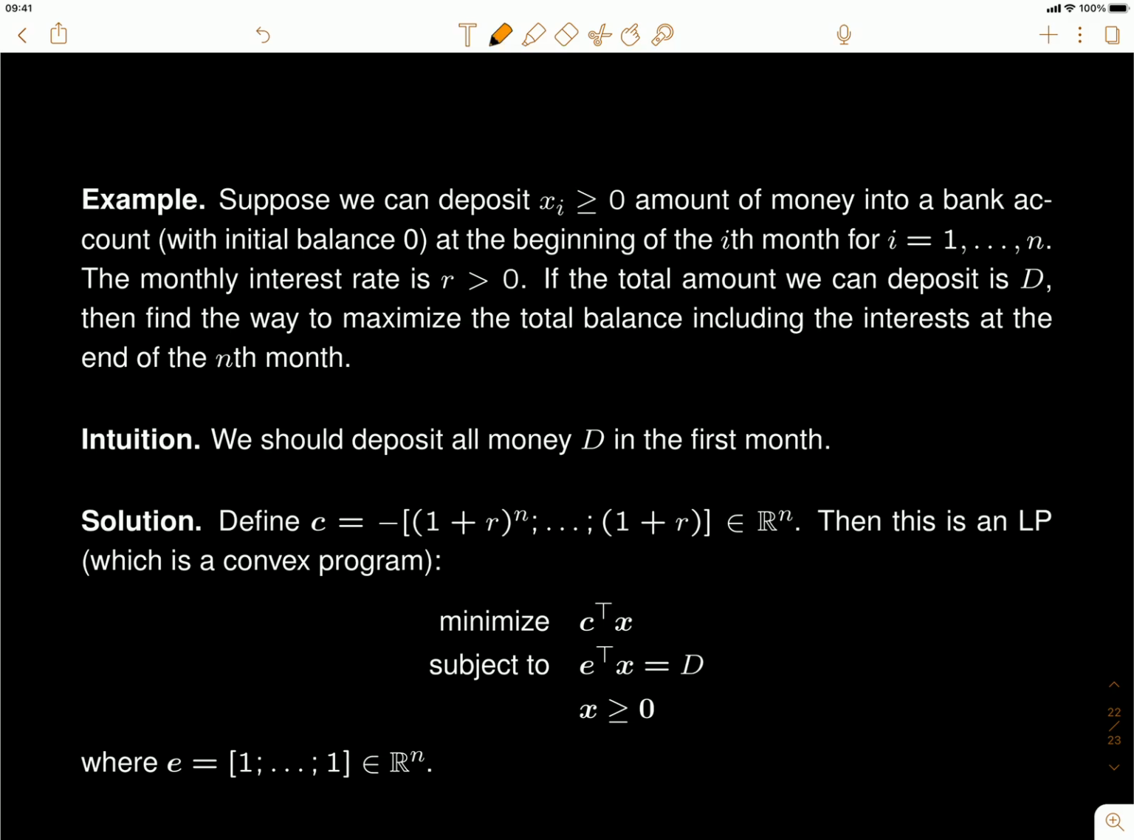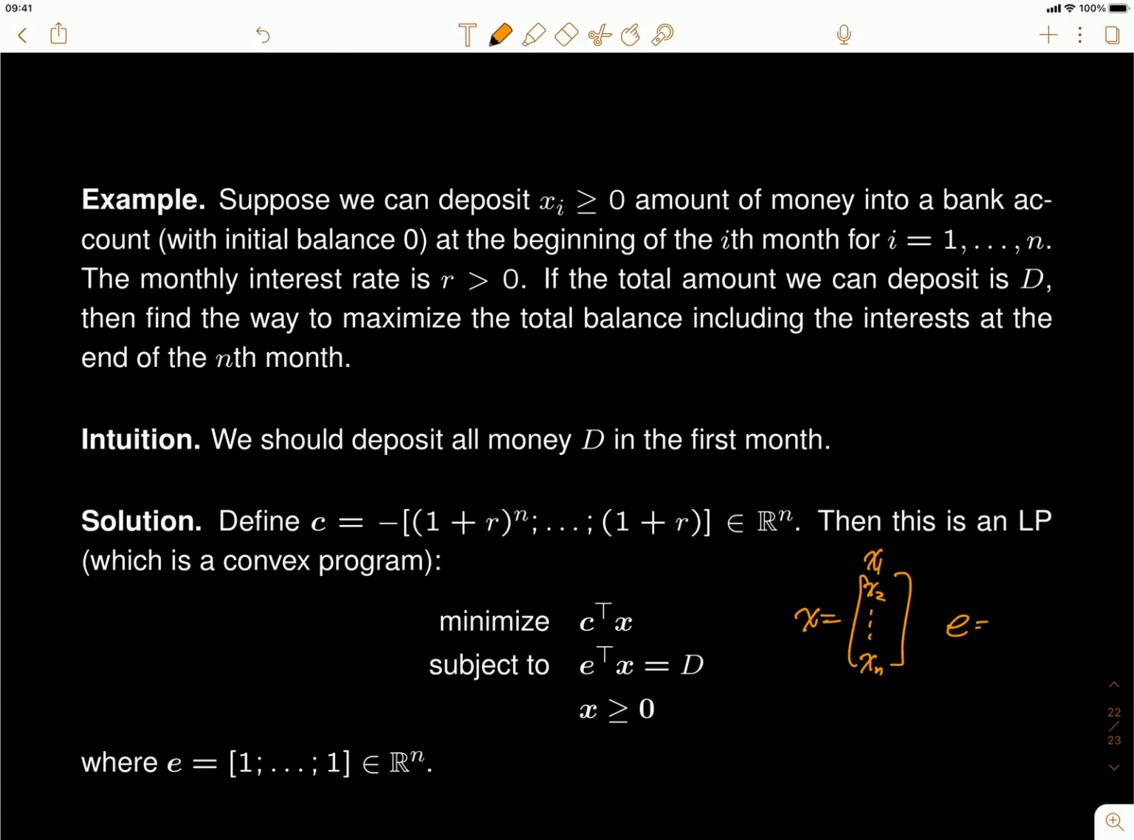We try to deposit the xi into the account, and the total amount of money we can deposit is equal to D. So here the x is written as a vector of x1, x2 up to xn, right? These are the money we should deposit.